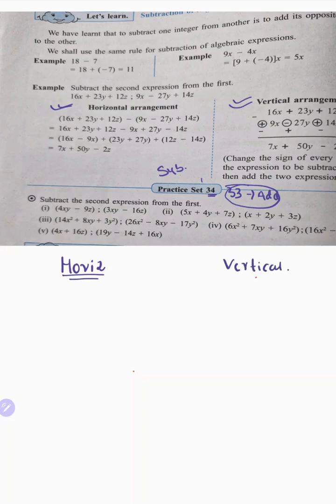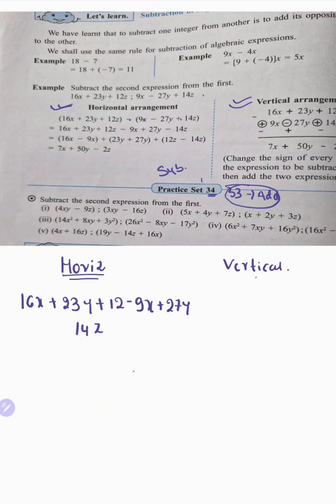So taking this example: 16x plus 23y plus 12z, minus 9x, minus minus 27y, plus 14z. Here it is subtraction. Horizontal means write the same. It is minus 9x, and minus minus, and 27y, plus 14z. Minus times plus, it is taken as minus.